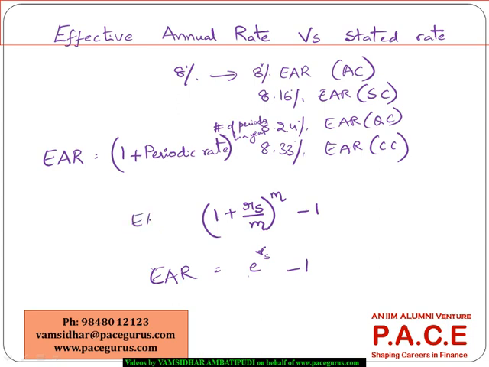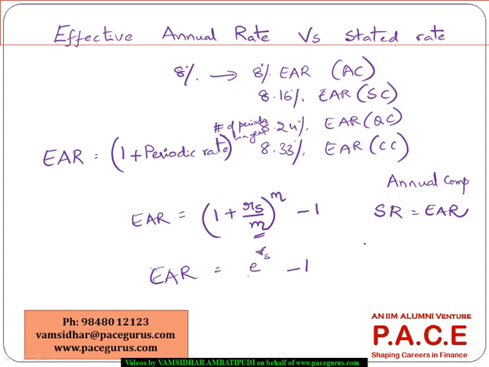In case of discrete compounding, depending on the frequency of the compounding, my effective annual rate will become 1 plus rs by m to the power m minus 1. So only in case of annual compounding, we see that the stated rate is the same as the effective annual rate. In all other cases, we find that the effective annual rate will be greater than the stated rate.